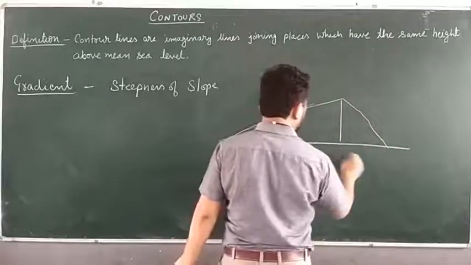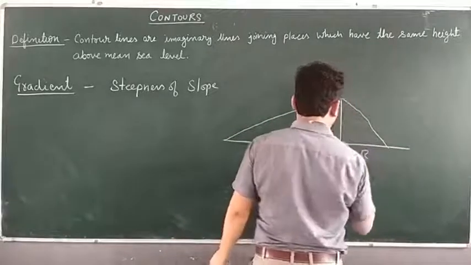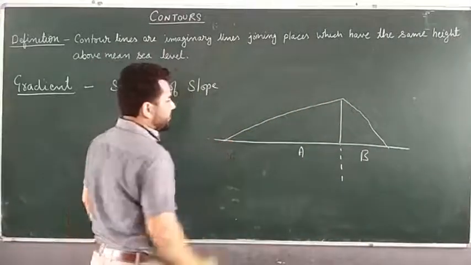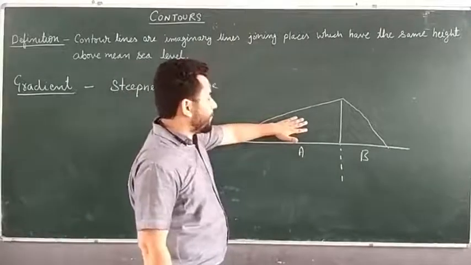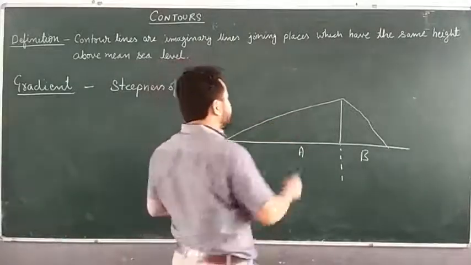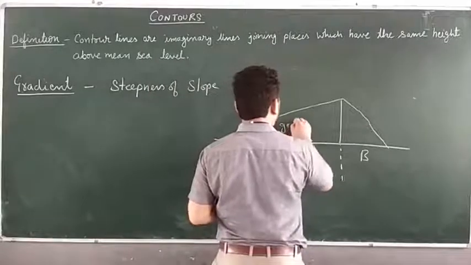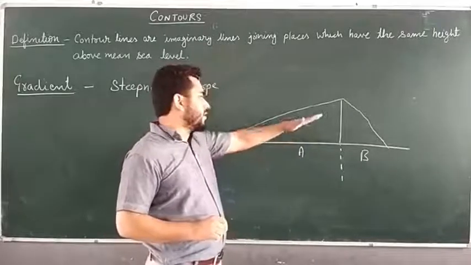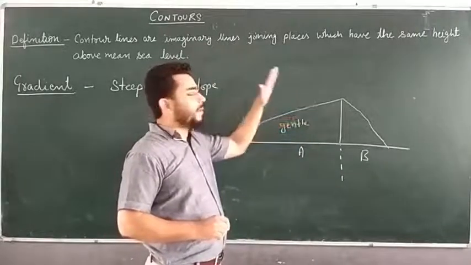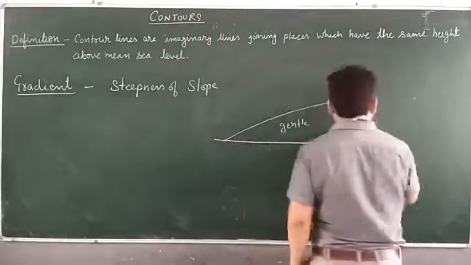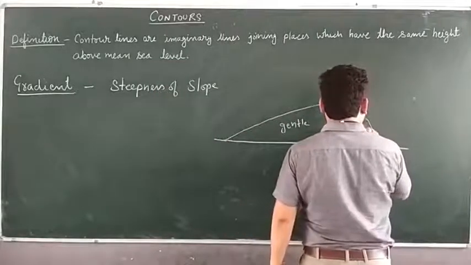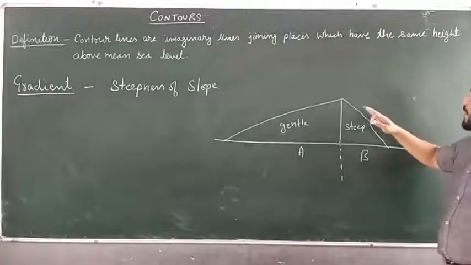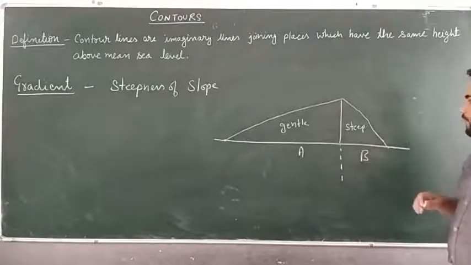Okay, this is A and this is B, right? Here you can see that picture A has a very gentle slope. Which kind of slope? Gentle slope. The elevation of the land is increasing very gently, not abruptly. And here this is a steep slope. Here the elevation of land is not rising gently but abruptly. Okay, this is called a steep slope, right?